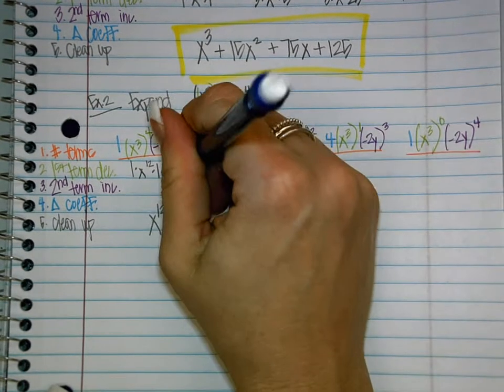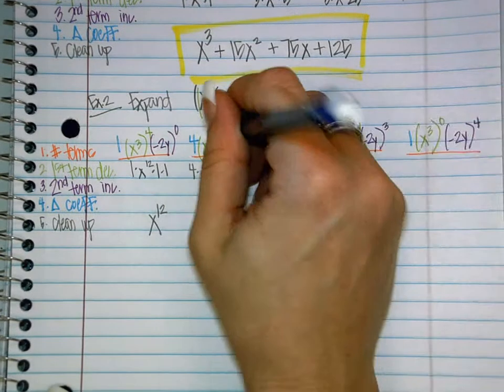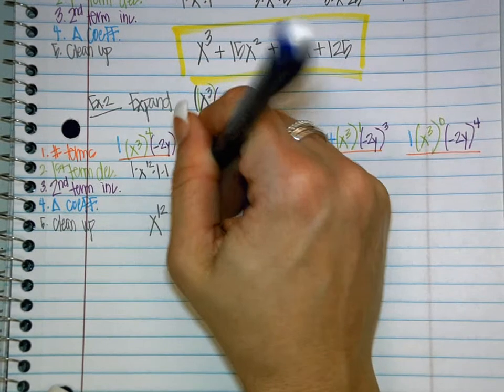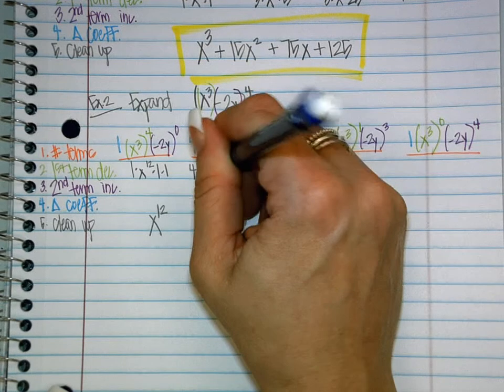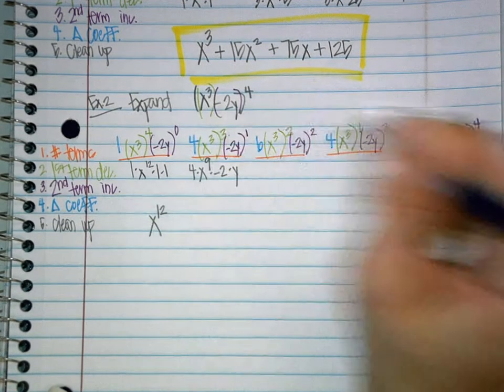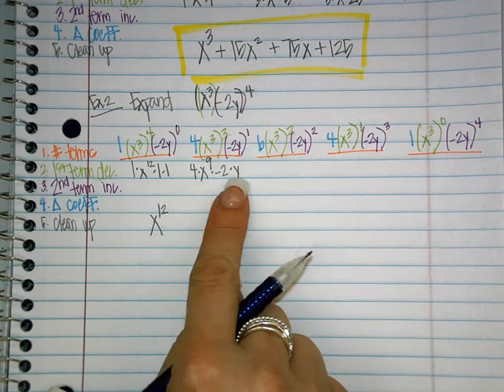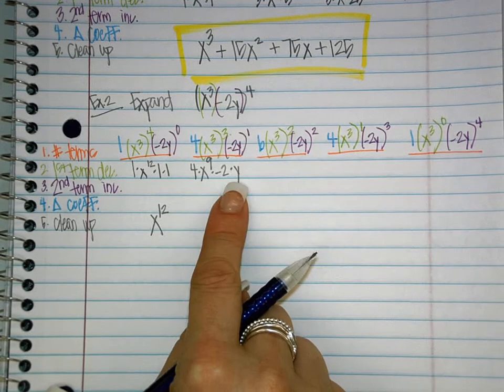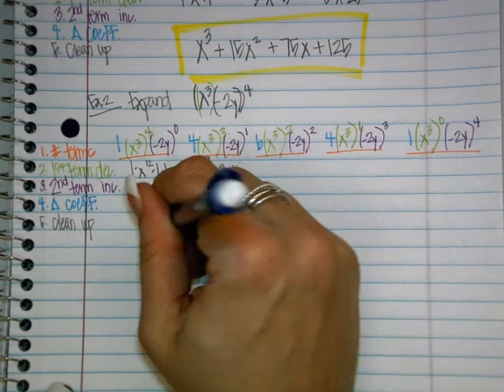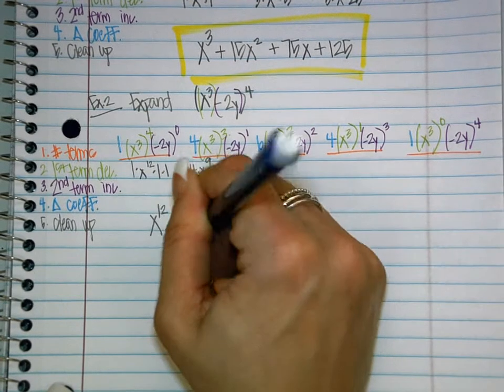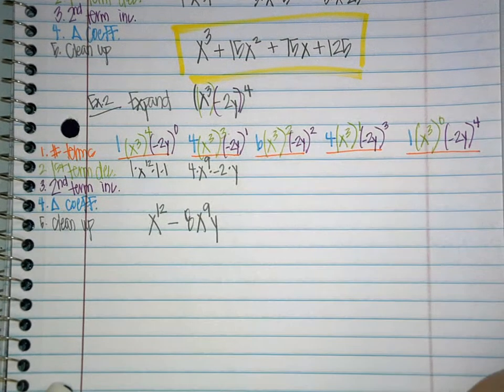Then here, you're going to multiply 4 times x cubed cubed is what? X to the 9th times -2 to the first, multiplied by -2 and multiplied by 1y. Make sure that when you multiply these together, you're not doing 4 minus 2, okay? This is multiplication still. So your next term is -8x to the 9th y.